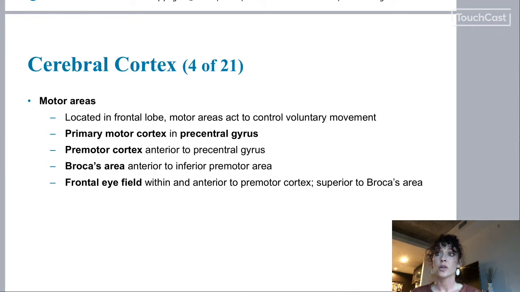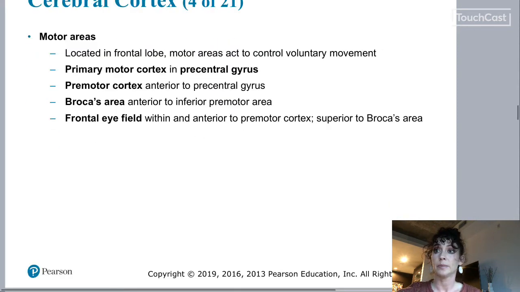The premotor cortex is going to be anterior to the precentral gyrus. We also have Broca's area, which is going to be anterior to the inferior premotor area, and we're going to hit on that a little bit as well. And then we have the frontal eye field. So this is going to be just on top of Broca's area.